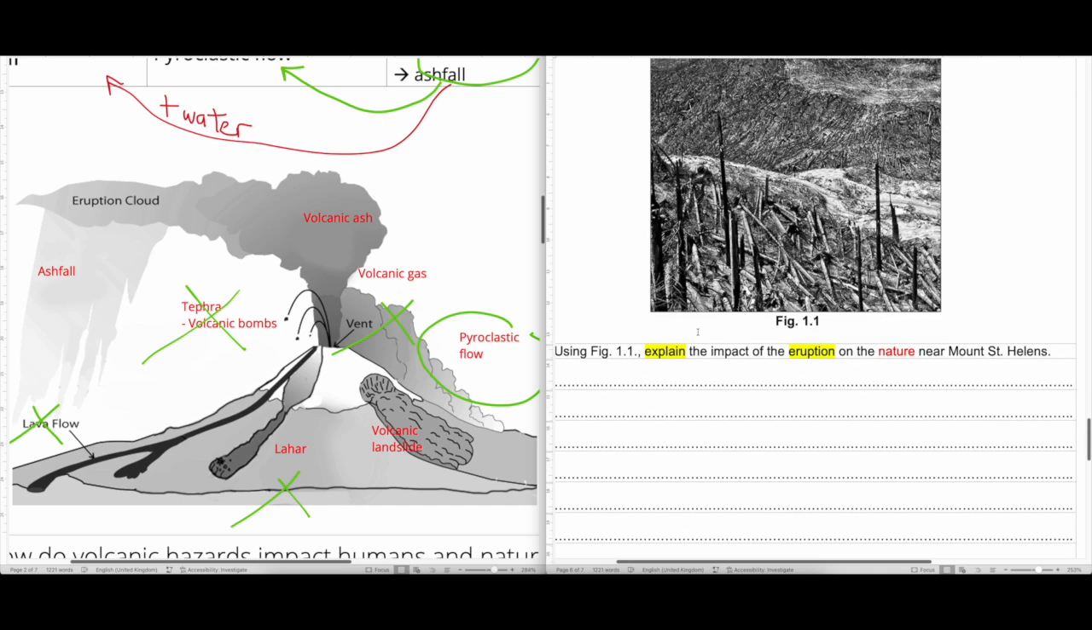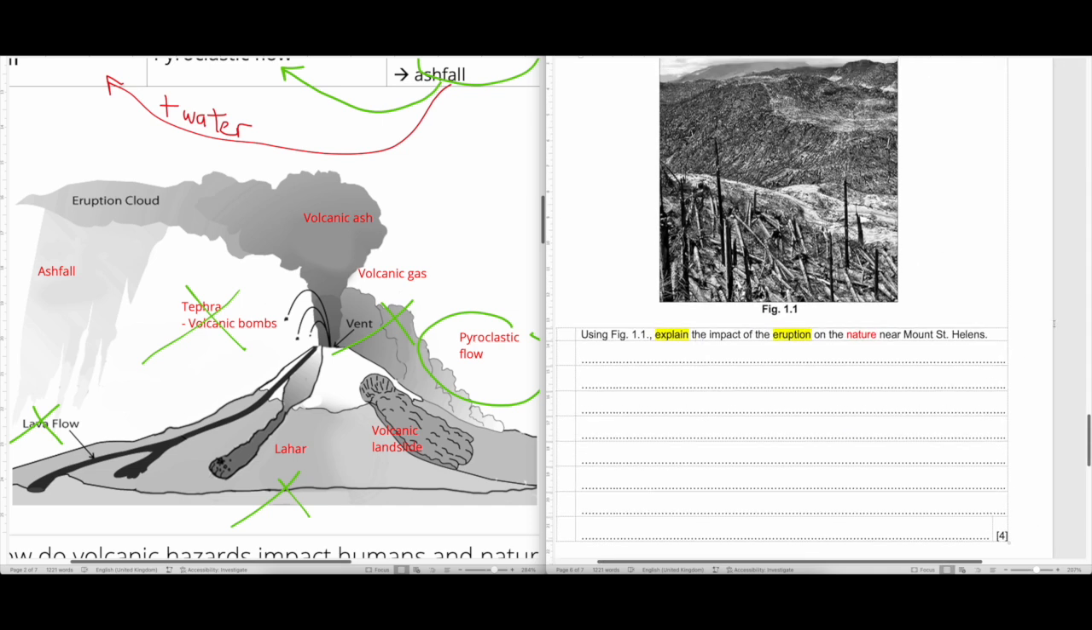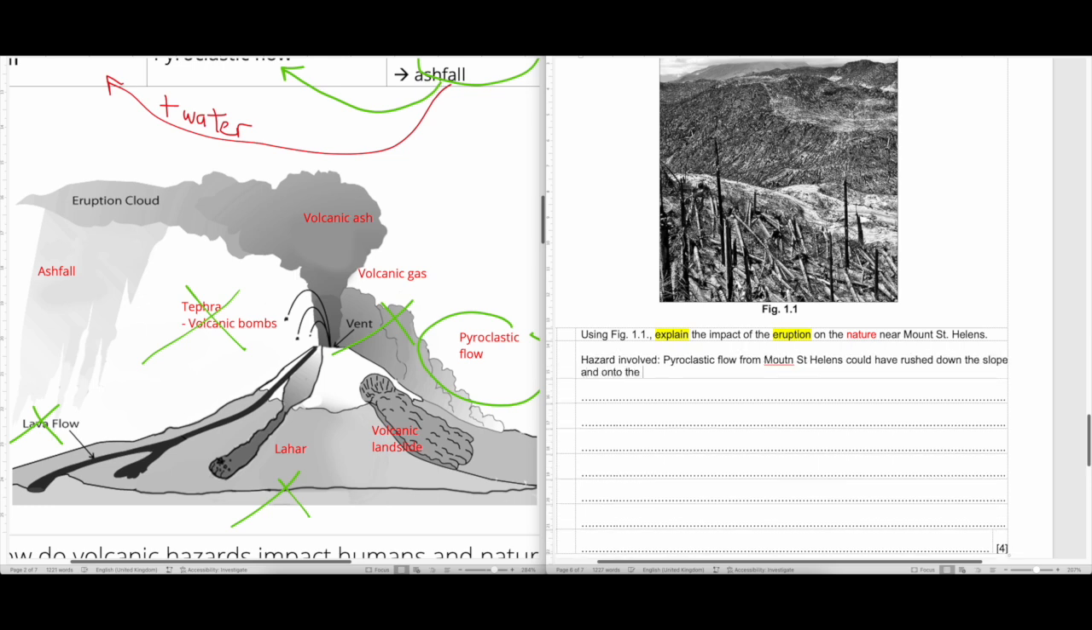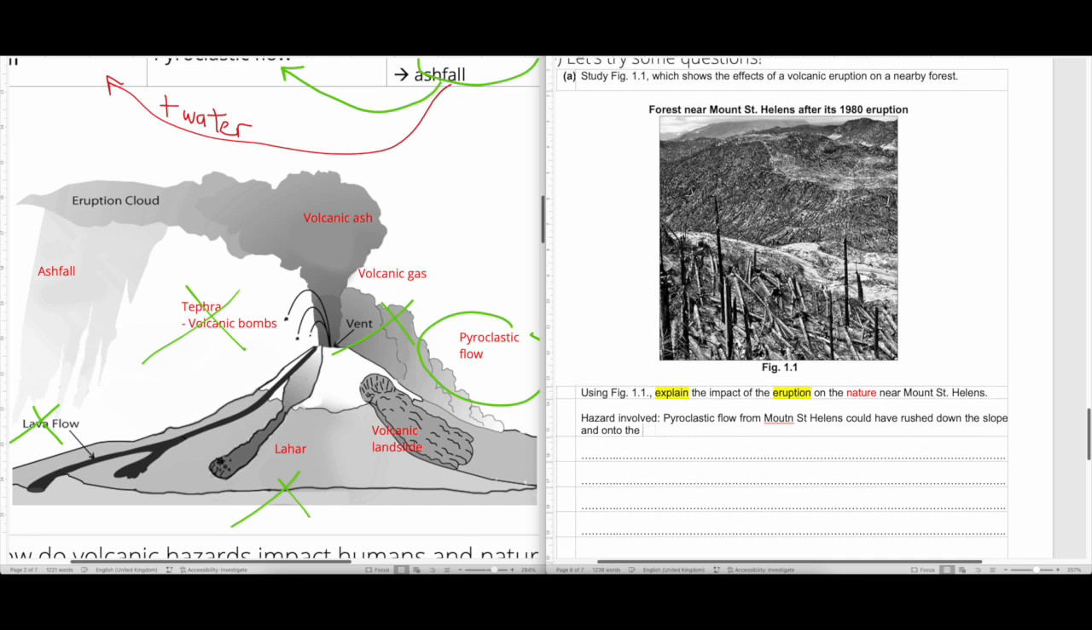Okay, so let's answer them. What is the impact on nature? Summarise the hazard. So what is the hazard involved first? Pyroclastic flow. And how does it do it? So pyroclastic flow from Mount St. Helens could have rushed down the slope and onto the forest near the volcano.